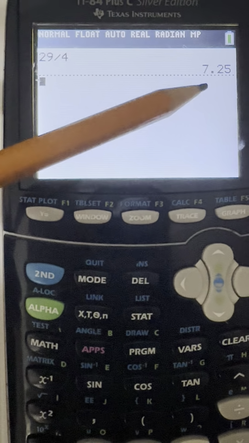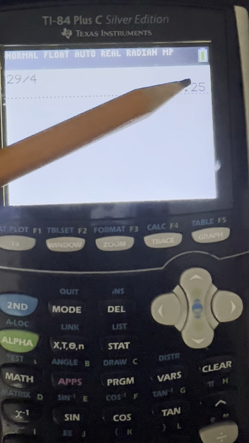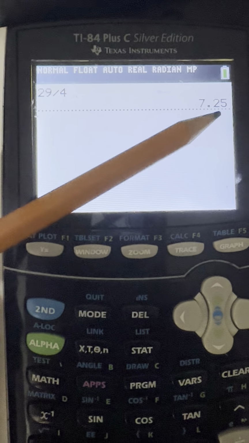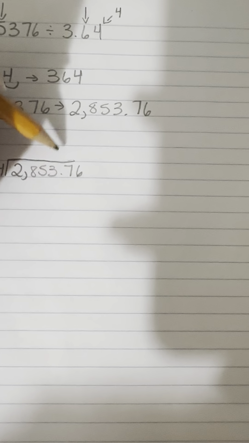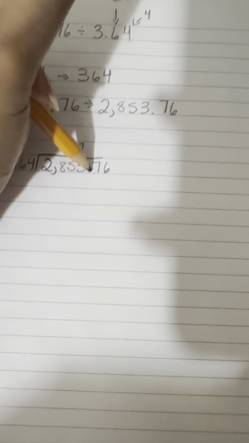Now for 7.25, we want to round this to the whole number. So 7.25, notice the number behind the decimal is 2. Because it's not 5 or higher, we're going to round to 7. 7.25 is closer to 7 than it is to 8. And that's how we know the first number we're going to have is 7. Now don't forget as well to carry this decimal up here.